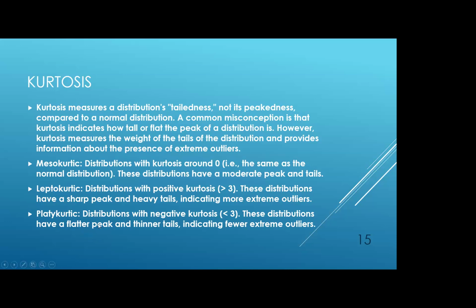We call it mesokurtic. But if it is too tall in relation to your normal, we'll call it leptokurtic. They have a sharp peak and heavy tails, which means the tails will extend long. And then you have the negative case, where the curve will be flatter and the tails will not be that big. Then they are platykurtic.